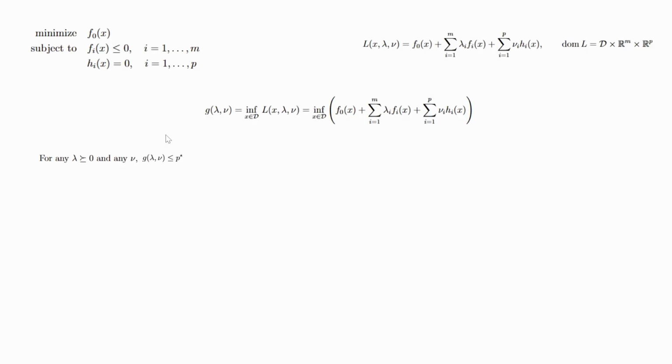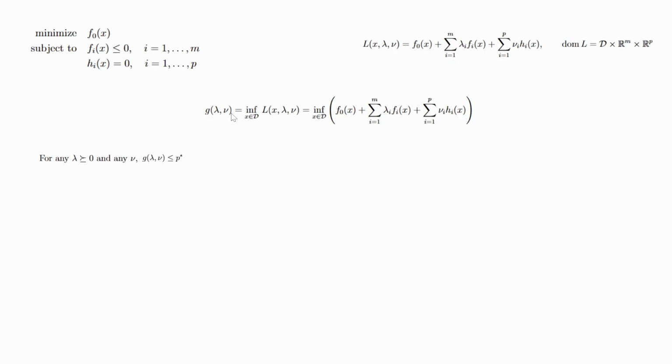So I'll say that again because it's really remarkable. Every dual feasible point, so this dual problem came directly from just combining the objective and constraint functions. But when we solve for g(lambda, v), we know that every dual feasible point gives a lower bound on the optimal value of the original problem.